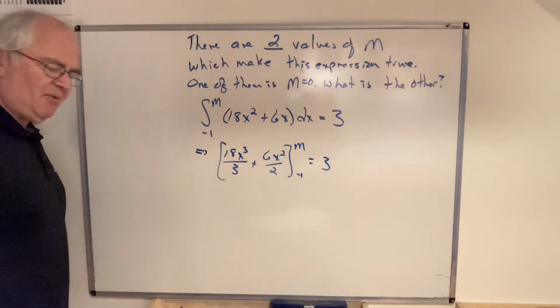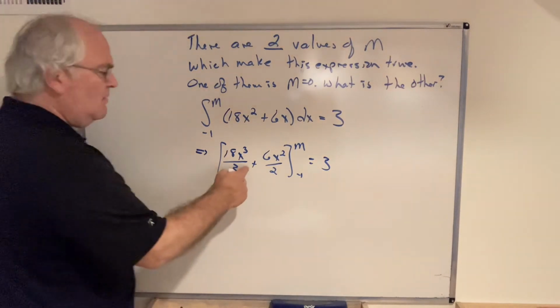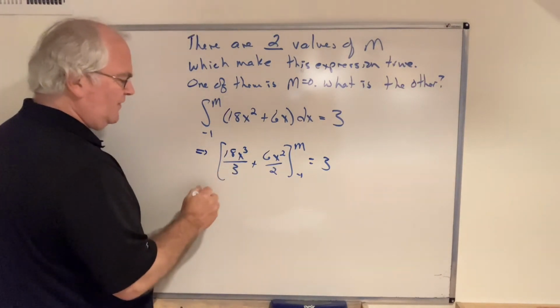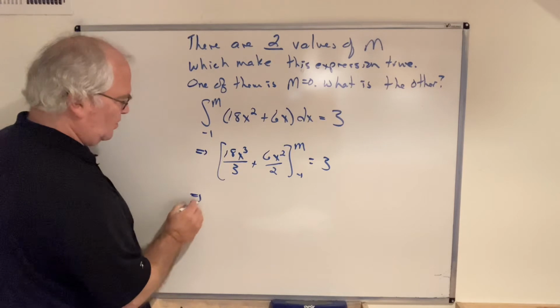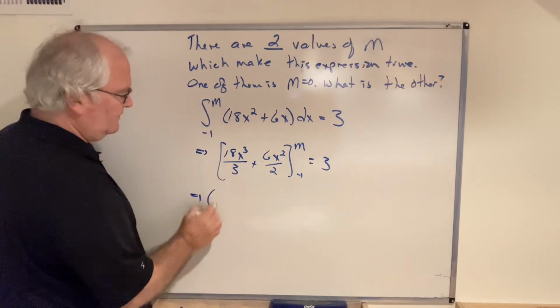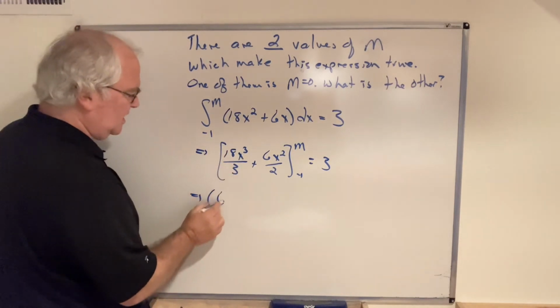So the same thing's going to happen, which happened on our first little example here. We're going to generate an expression involving m. Let me simplify this real quickly here. I want to simplify this on the fly. 18 over 3 is 6.